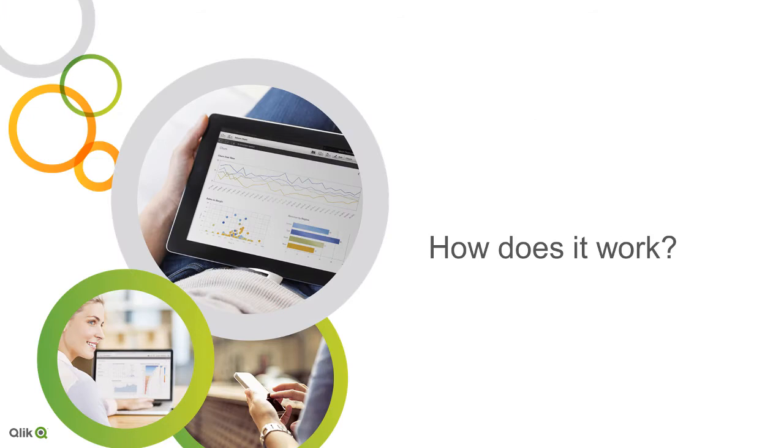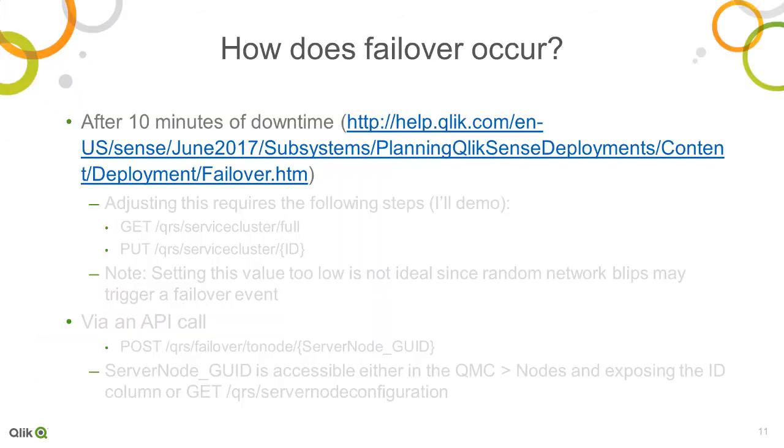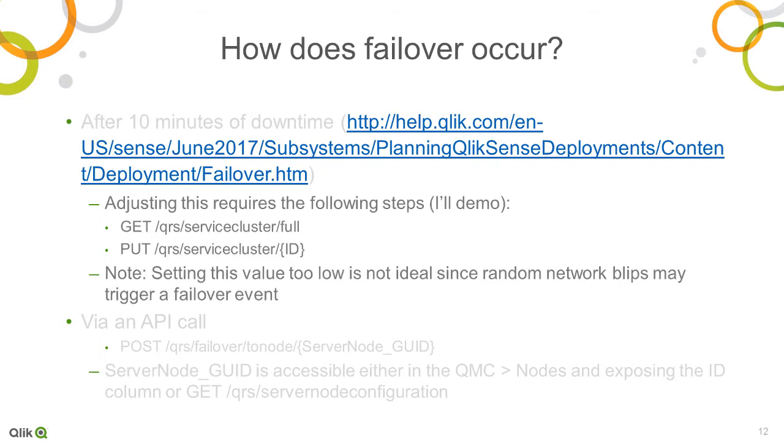So practically, how does this work? By default, if you have a failover candidate set up in the QMC, after 10 minutes of downtime on the central, services will automatically fail over to one of the failover candidates. If you have multiple, whichever one makes the request first will take care of that. So that's the default way. 10 minutes of downtime, which for most sites, if you care about this type of functionality, is not an acceptable amount of downtime. So there are other ways to do this. You can also adjust this value.